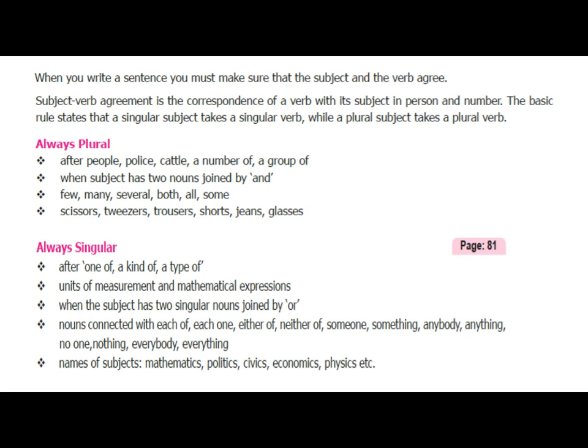Nouns connected with some of the terms each of, each one, either of, neither of, someone, something, anybody, anything, no one, nothing, everybody, everything. Always using singular after the names of subjects like mathematics, politics, civics, economics, physics, etc.